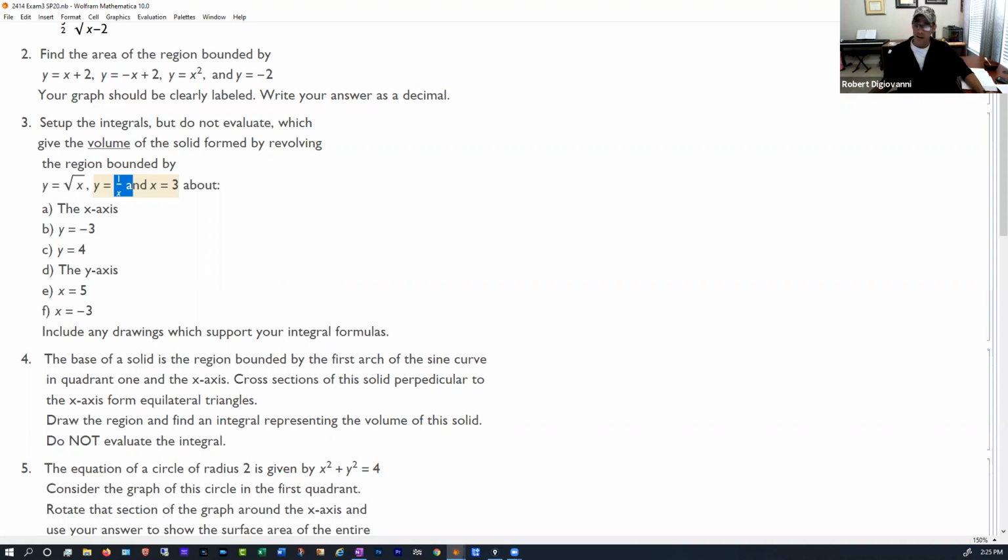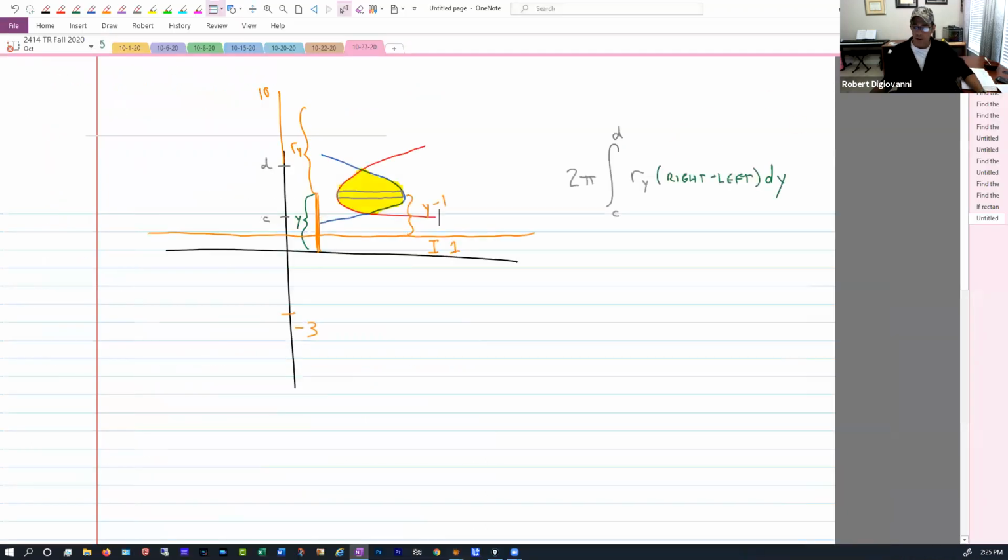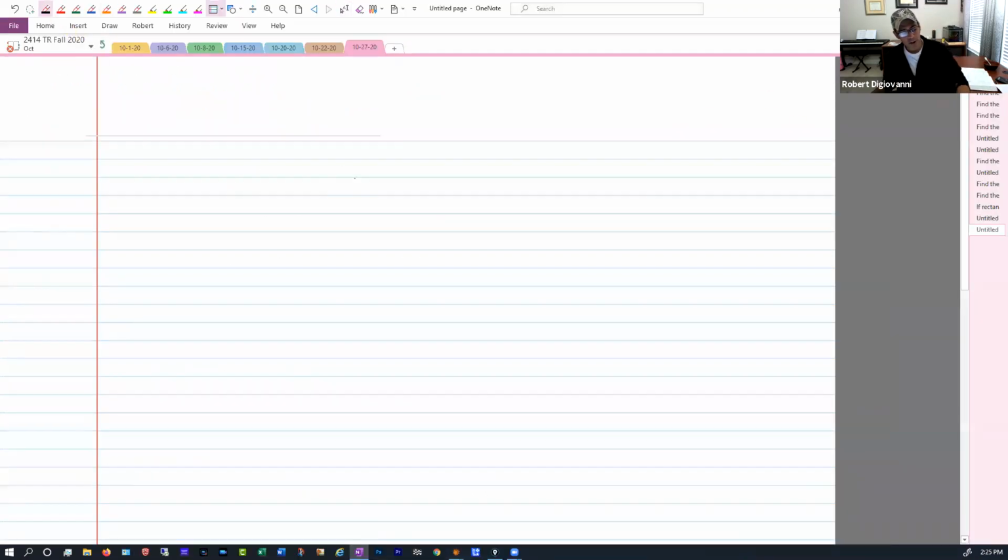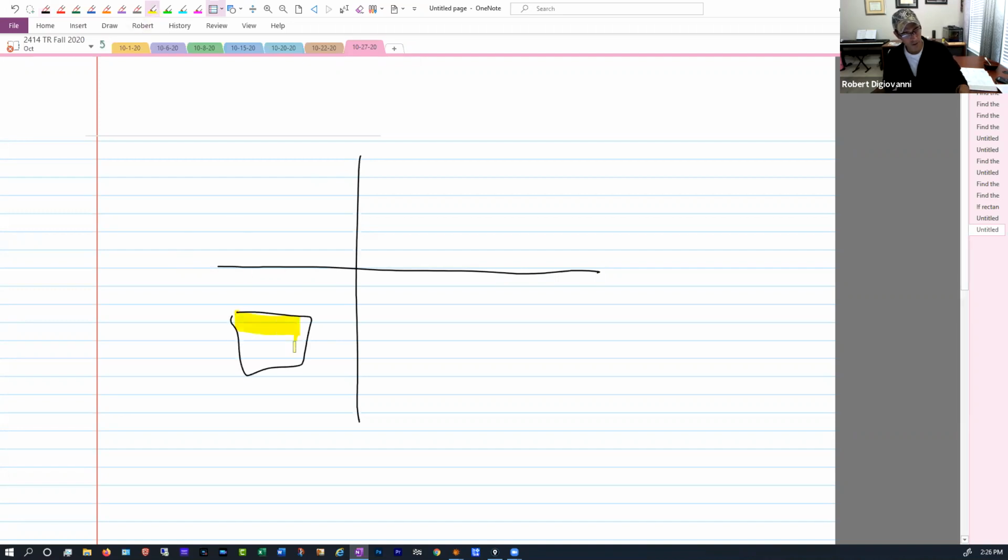Not only that, now I wouldn't do this to you, but I have very conveniently always located our regions in the first quadrant, right? I mean, what if your region's down here? What if your region's down here and you want to rotate it around that?